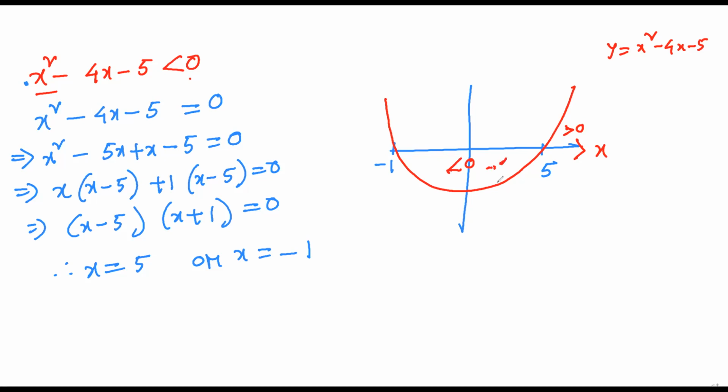But they want to know for what values of x the curve is negative. You see, from x greater than minus 1, from here to here, the curve is negative. From greater than minus 1 and less than 5, the curve is negative. So we will write the set of values: x greater than minus 1, less than 5.